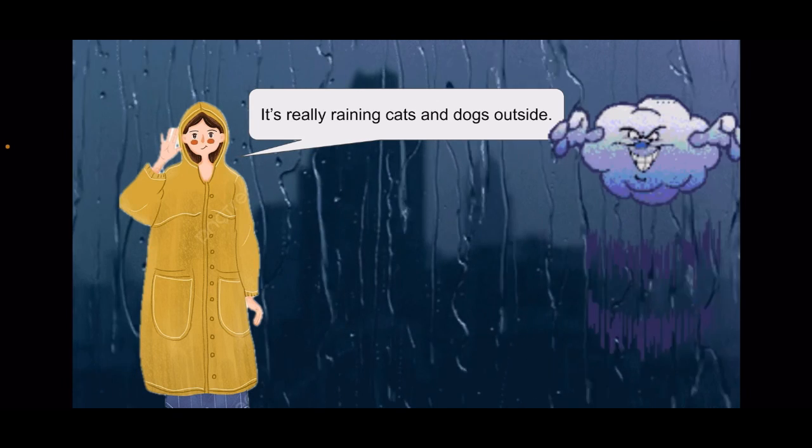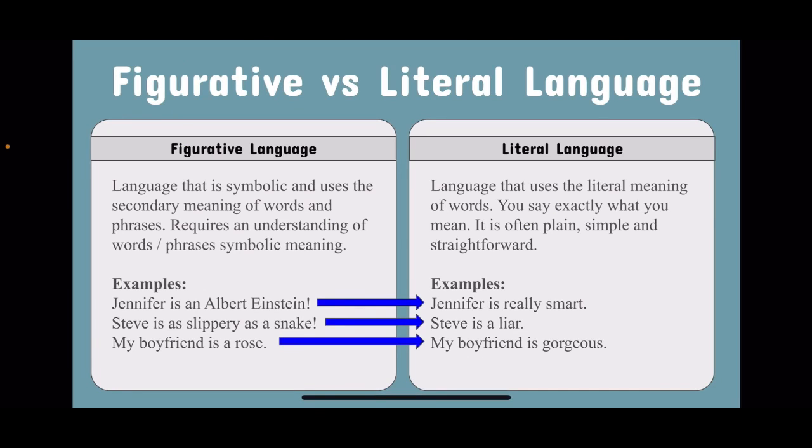This is an example of what we call figurative language, which is language that uses symbolic or the secondary meaning of words rather than their literal dictionary definition. Take these following sentences for example. Jennifer is an Albert Einstein. Steve is as slippery as a snake, or my boyfriend is a rose.